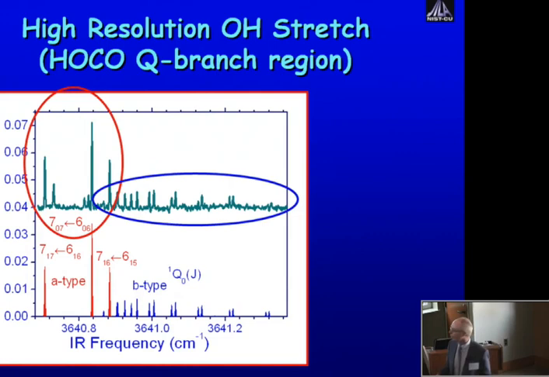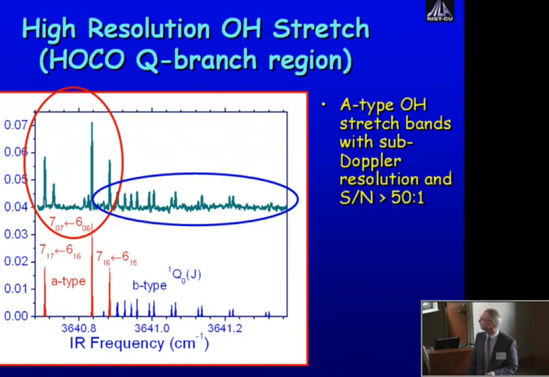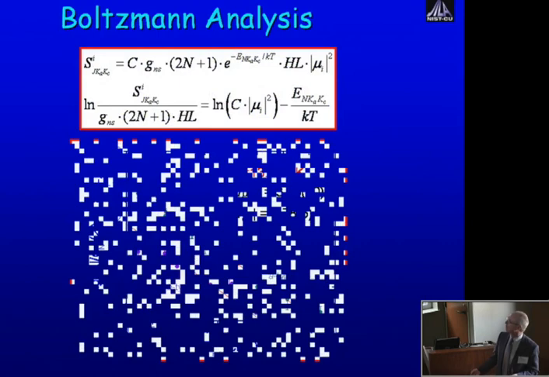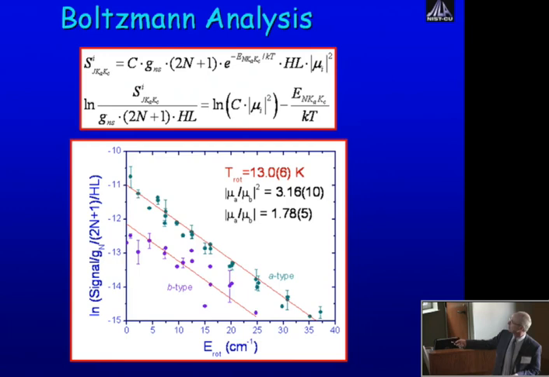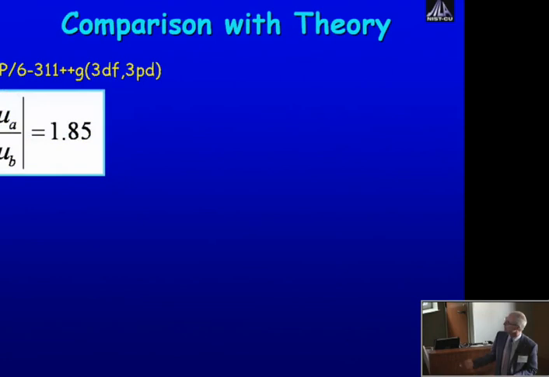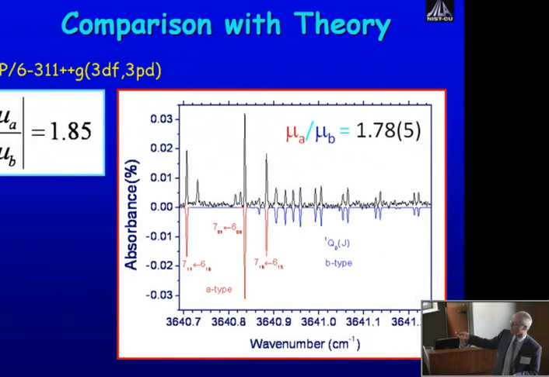What's nice is that this allows us to measure the angle of the transition moment with respect to the inertial axes. To do that, you need to understand something about Boltzmann analysis. Basically, this allows you to get the ratio of the A-type and B-type vibrational transition moments, and you can see that it's only down by a factor of 2 for the B-type. If you compare with theory, density functional probably isn't going to impress anybody in this room, but I'm happy to have someone do better. But basically, 1.85 and 1.78 is good agreement for these fundamental, simple radicals.